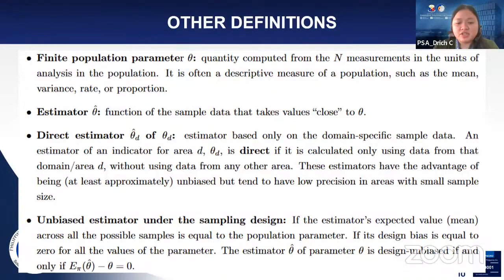An unbiased estimator under the sampling design is defined if the estimator's expected value, for example the mean, across all the possible samples is equal to the population parameter, if its design bias is equal to 0 for all the values of the parameter. So the estimator theta hat of parameter theta is design unbiased if and only if the bias is close to 0. So our objective, for example, when we generate our survey, is that we make sure that our sample is sufficient. This is just a measure of making sure that our results are unbiased.